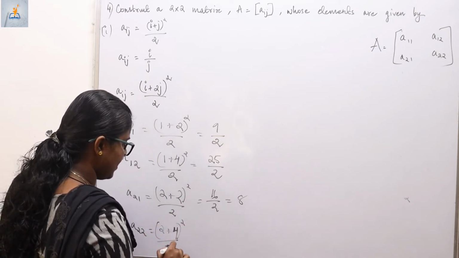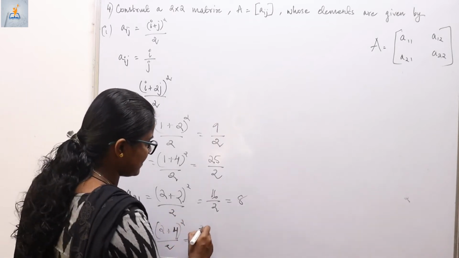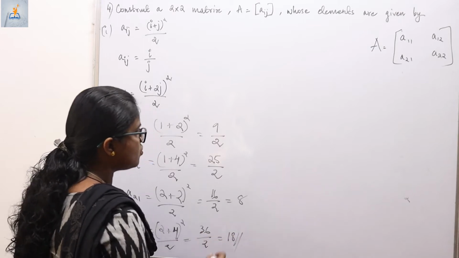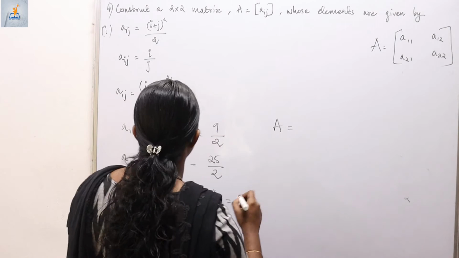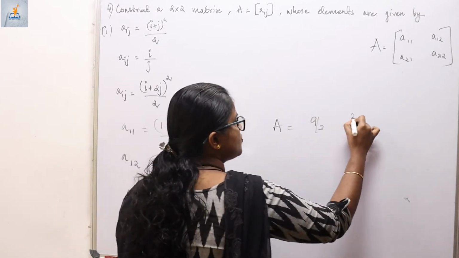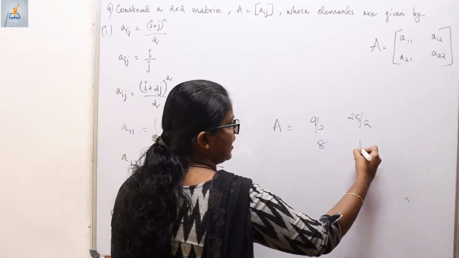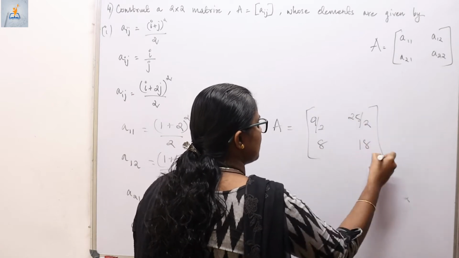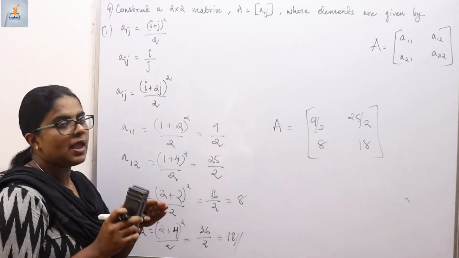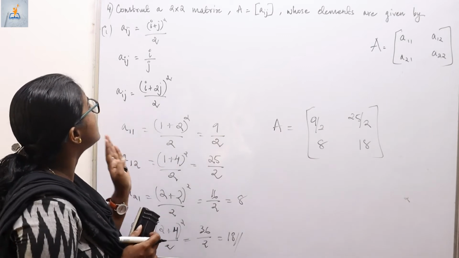The whole square divided by 2, and that is 2 plus 4 is 6, 6 square is 36 and 36 by 2. So the answer is 18. So the required matrix would be like this. A is equal to 9 by 2, again 25 by 2, again 8 and 18 here. So this is the required matrix corresponding to the general form Aij is equal to (i plus 2j) the whole square divided by 2. So that's the end of fourth question.